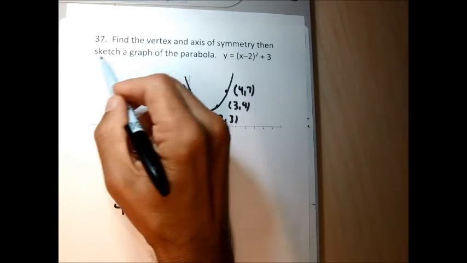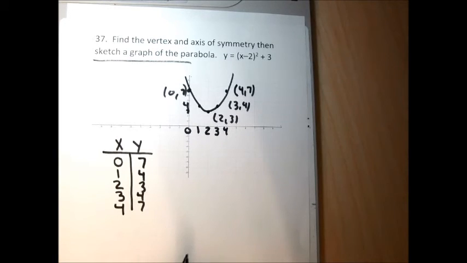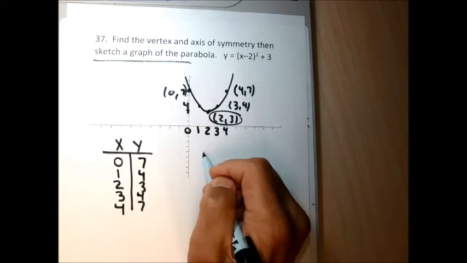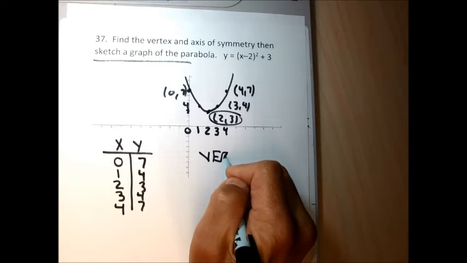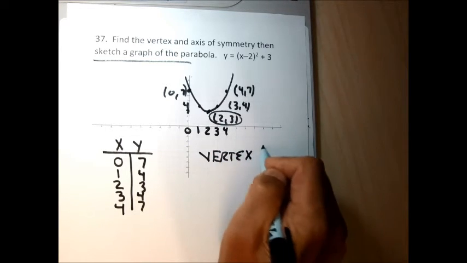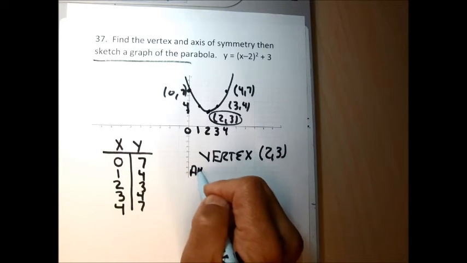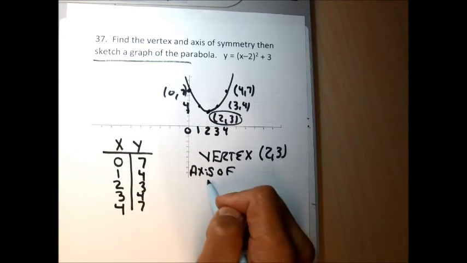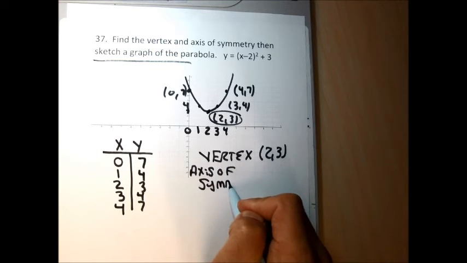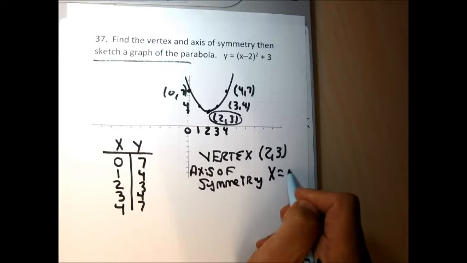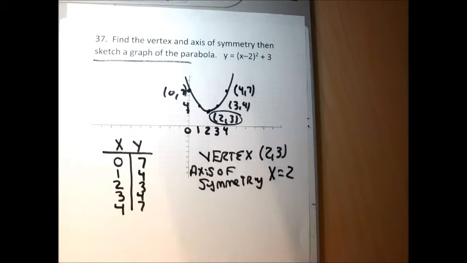So this is sketching a graph. I'm supposed to say what the vertex is. The vertex is where the parabola bends, is at the point 2, 3. So part of my answer to problem 37 needs to say the vertex is the point 2, 3. And then the axis of symmetry always has the equation x equal the x coordinate of the vertex. So my axis of symmetry is going to be x equal to 2. And that's it for problem 37.